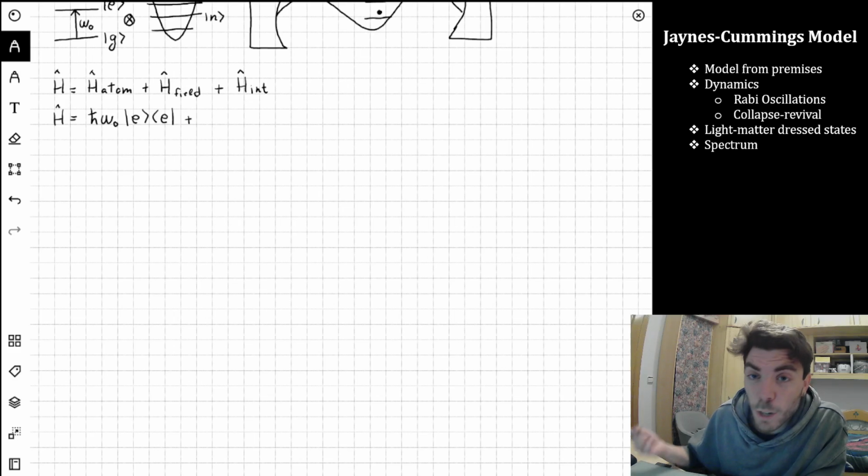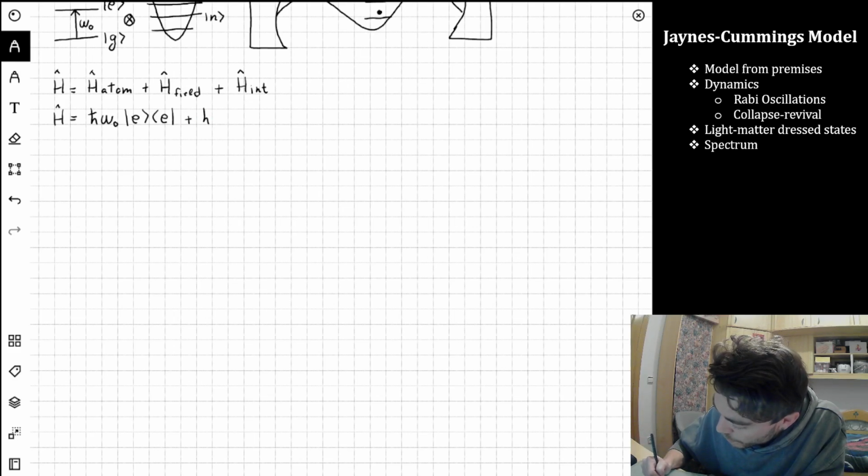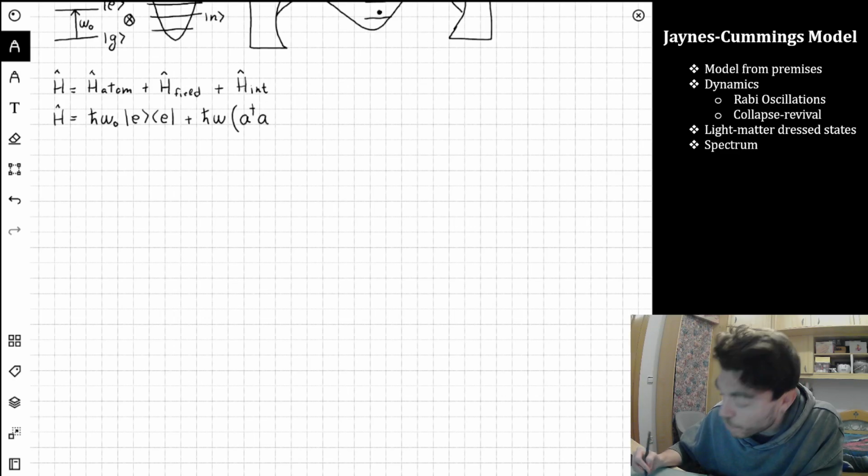Then we have the Hamiltonian of the field, so it's a cavity. So since it's a cavity, I just wrote before the Hamiltonian of the corresponding quantum harmonic oscillator, which is equivalent to this cavity.